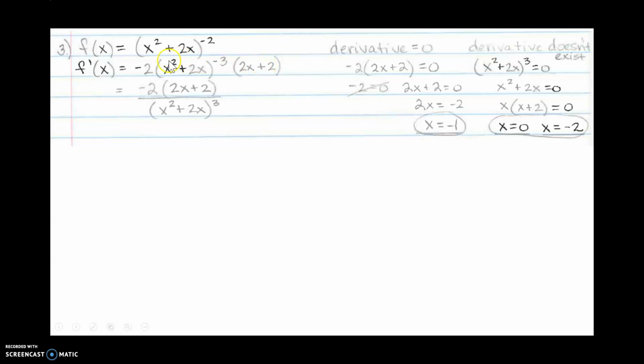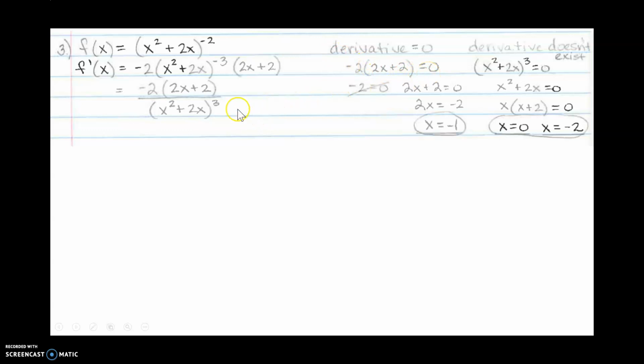So let's clean that up a little bit. We've got negative 2 times 2x plus 2 in the numerator, and then we've got that x squared plus 2x to the third down in the denominator. So there's my derivative. Your critical numbers are going to be where your derivative equals 0 or where your derivative doesn't exist. The only way a fraction equals 0 is if its numerator equals 0. So this derivative will equal 0 where the numerator is equal to 0.